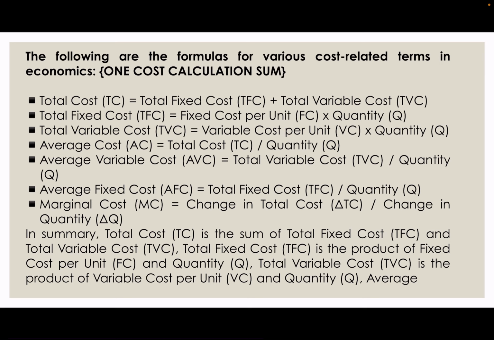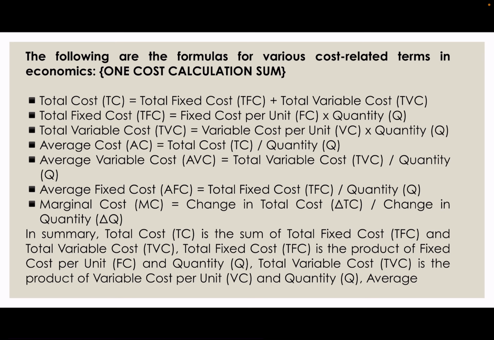Average cost, AC, is equal to total cost, TC, divided by quantity, Q. Average variable cost, AVC, is equal to total variable cost, TVC, divided by quantity, Q. Average fixed cost, AFC, is equal to total fixed cost, TFC, divided by quantity, Q. Marginal cost, MC, is equal to change in total cost, delta TC, divided by change in quantity, delta Q.